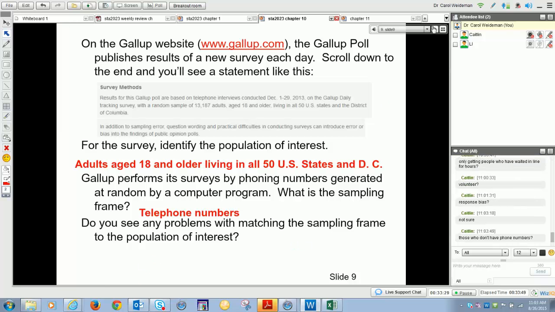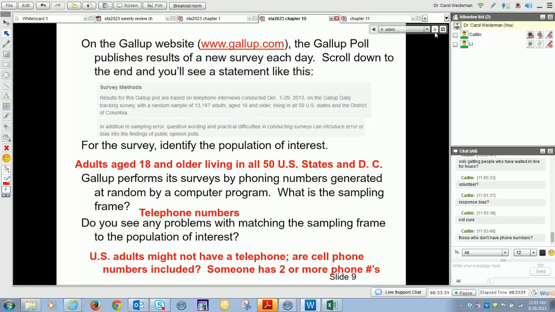Yeah, those who don't have phone numbers. Some people may have more than one phone number. Are they using cell phones? So there's a lot of concerns here when the frame is not actually directly linked to the population of interest. We can get what we call, again, a bias based on a bad sampling frame. Okay, so that was chapter 10, which talked about surveys, sampling methods, biases.